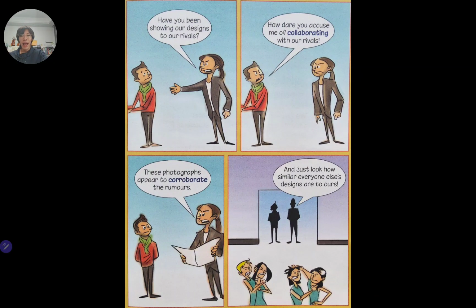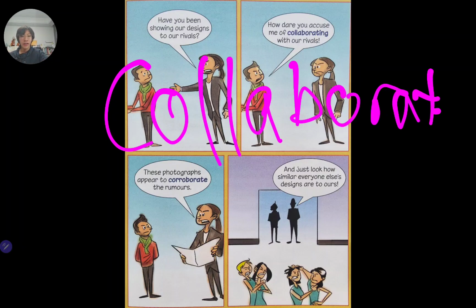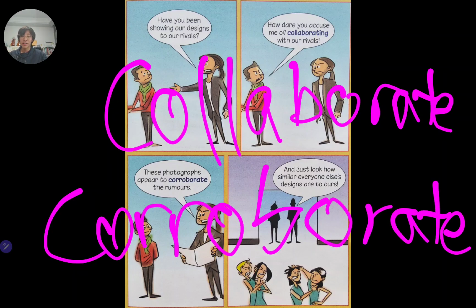Alright, next up we have these words. We have collaborate and corroborate. Now, when you're collaborating with someone, that means you are working with someone else for a common goal. You're working together for a common purpose. But when you're corroborating, that means you are supporting something, like some evidence corroborates something else.